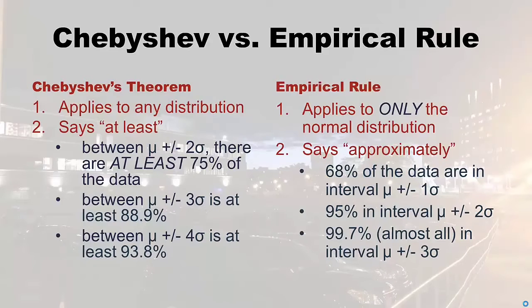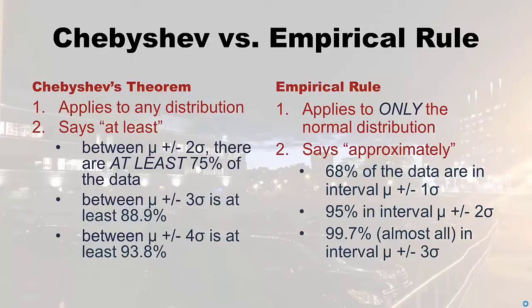The empirical rule is much more elite. It only applies to the normal distribution. And you'll see why, if you are lucky enough to get a normal distribution, that you want to use the empirical rule instead of Chebyshev, okay? Because secondly, the empirical rule says approximately. It doesn't say "at least." So it's saying about exactly this. So you can trust it. You don't have this unknown, like maybe 100% is in there.